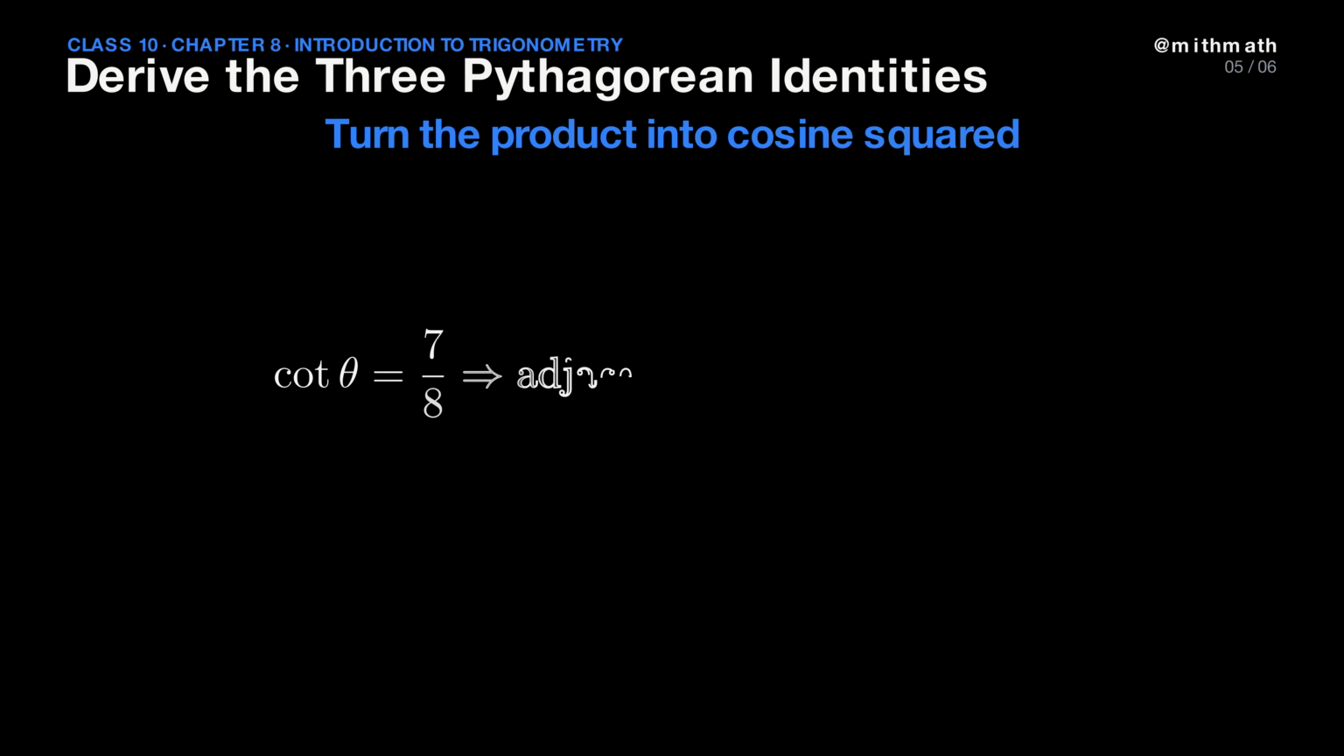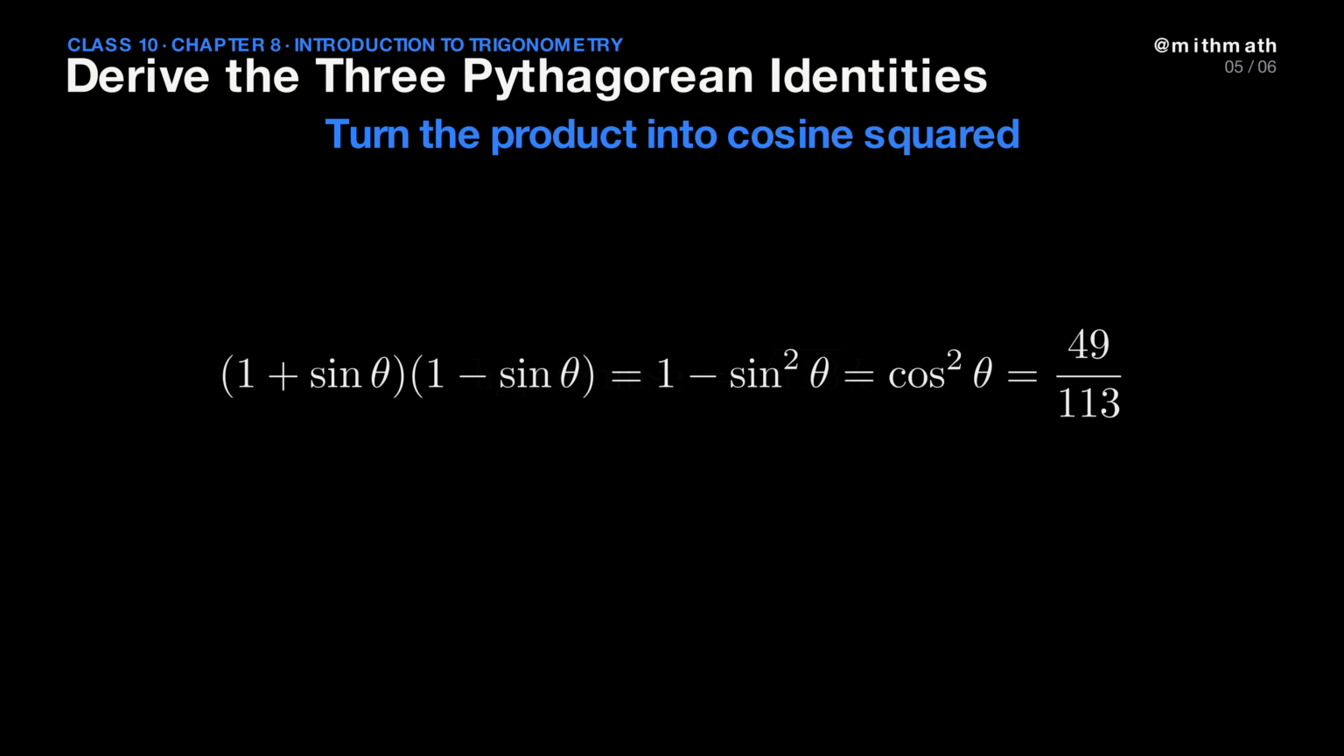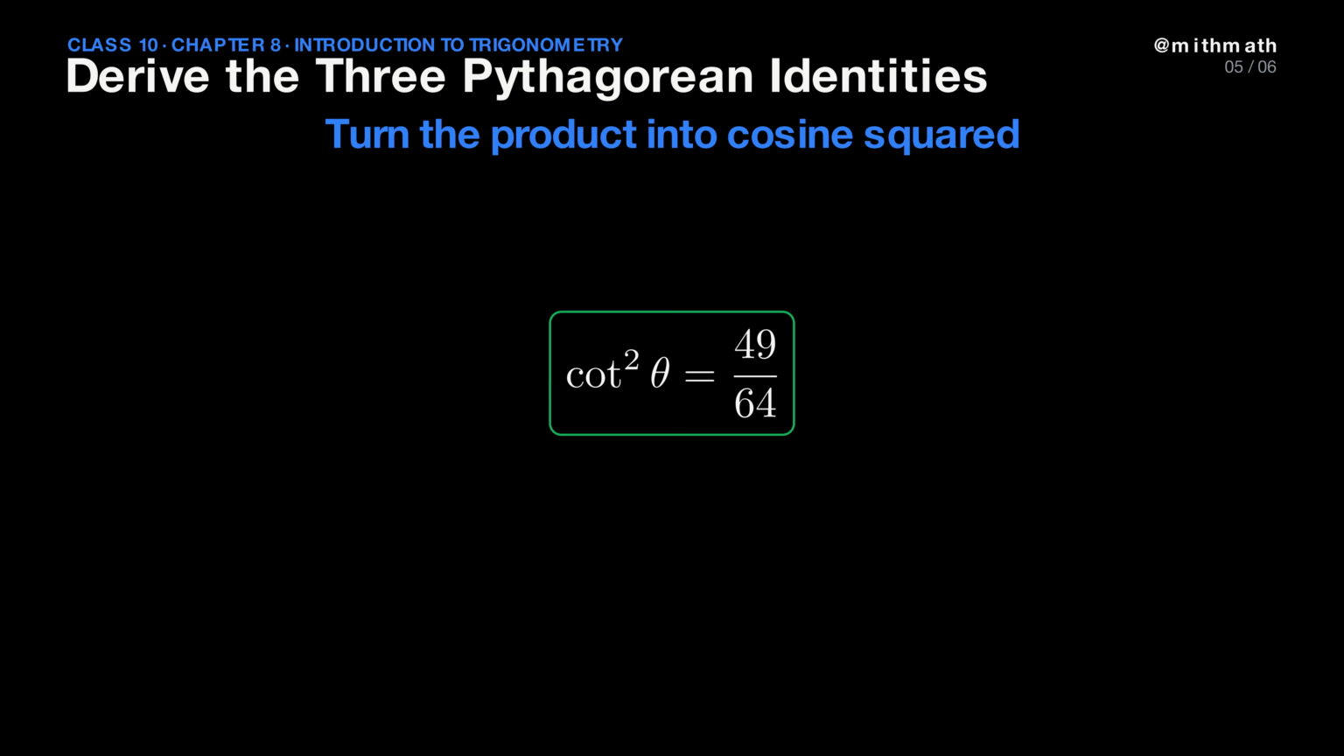The legs 7k and 8k give hypotenuse root 113k. The product is 1 minus sine squared, equal to cosine squared, or 49 over 113. Cotangent squared is 49 over 64.